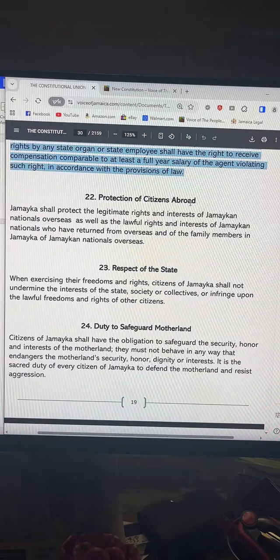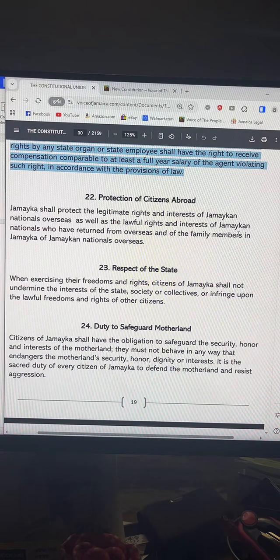Protection of citizens abroad. Jamaica shall protect the legitimate rights and interests of Jamaican nationals overseas, as well as the lawful rights and interests of Jamaican nationals who have returned from overseas and of the family members in Jamaica of Jamaican nationals overseas.